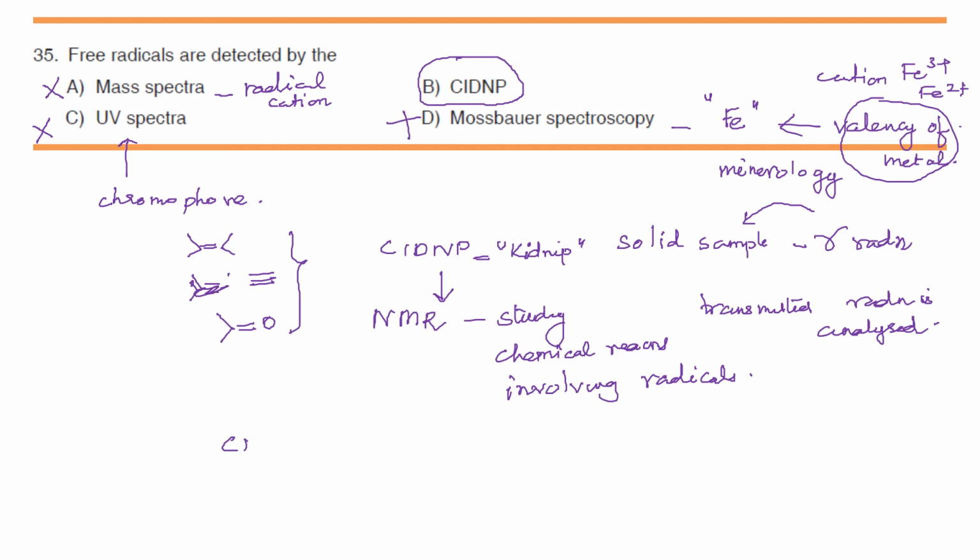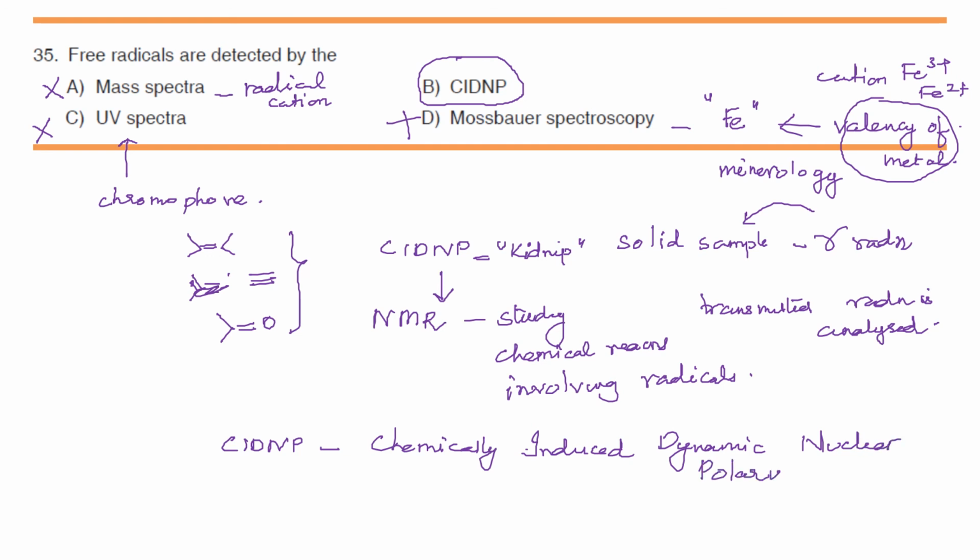So we'll just have the expansion for CIDNP, which is chemically induced dynamic nuclear polarization. So this is the expansion for CIDNP. Okay. And it is basically an NMR technique for studying the chemical reactions involving radicals. So most probably this is the right answer, option B. So that's all for this question.